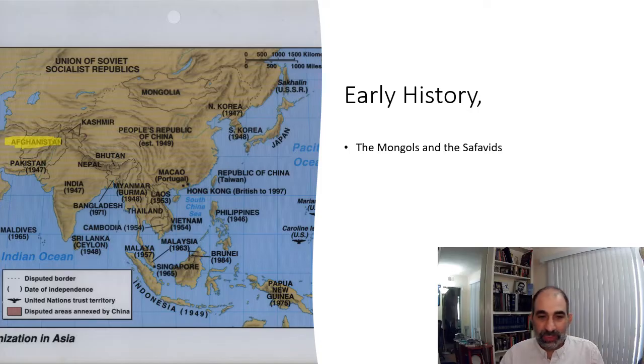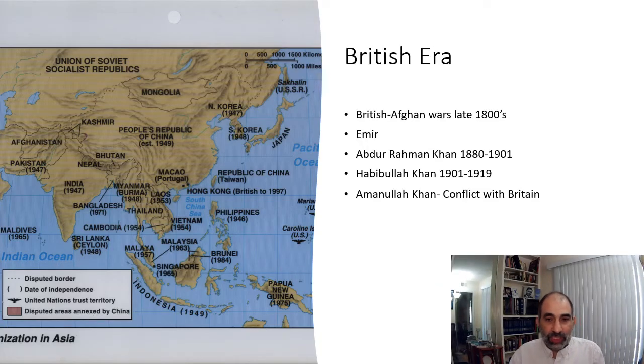So I'm going to start with the British, and we'll talk about the Soviets, and then we'll talk about the Taliban and America and all of those things that play a role, these different entities that move in and try to have influence in Afghanistan for one reason or another. So we go here with the British, and the British start with what we call the British-Afghan Wars in the late 1800s. Now you go, why did the British want Afghanistan?